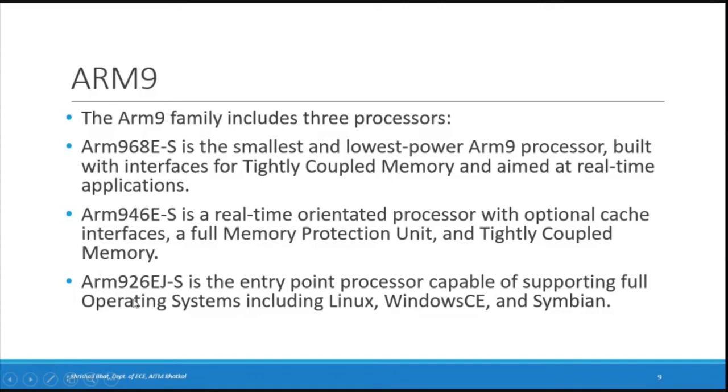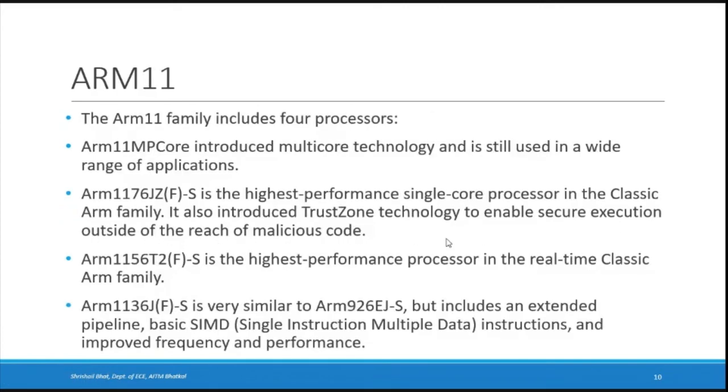Then another variant, 926E, is the entry point processor capable of supporting full operating systems. If you need OS-based embedded systems, you can use this 926, like Linux, Windows CE, Symbian, and different operating systems can be supported by this 926EJ.